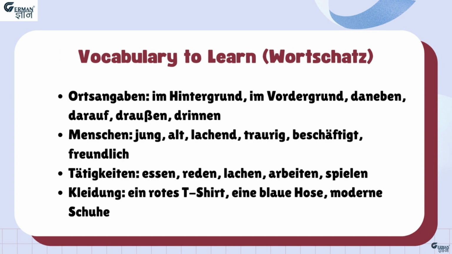Before learning how to describe a picture, we should also know some of the words. So the first category is Ortsangaben, means when you want to describe a place, then you can use some of the following words. First one is im Hintergrund means in background, im Vordergrund means in front, daneben means next to, darauf. Then draußen means outside, drinnen means inside.